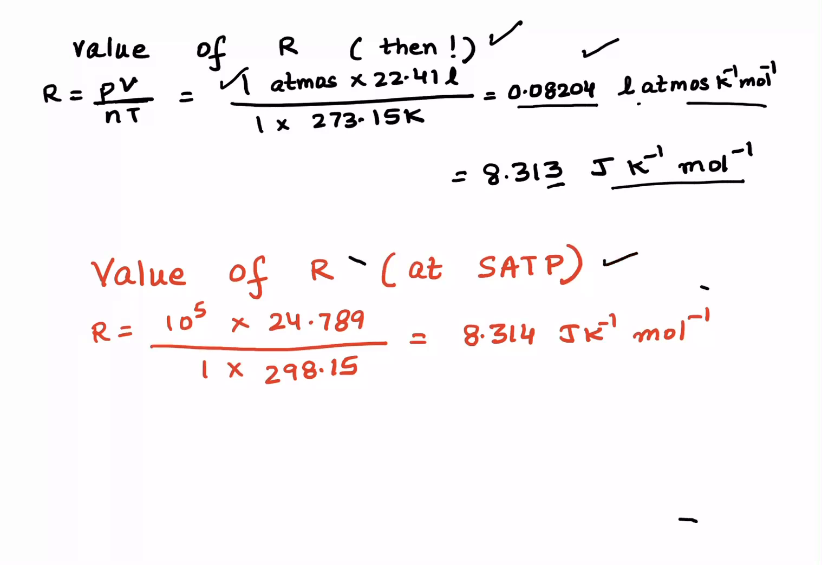And what about SATP? Again, I just put the values. 24.789 is the molar volume and 298.15 is the temperature, the ambient temperature, right? So the value of R is 8.314 joule per Kelvin per mole. Easy?